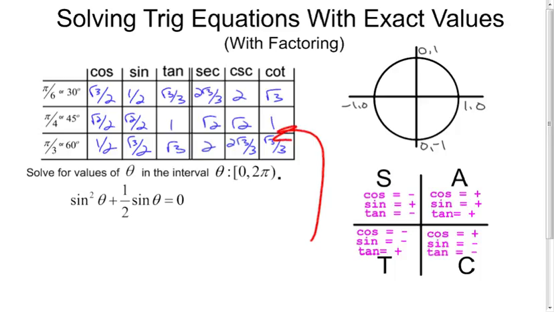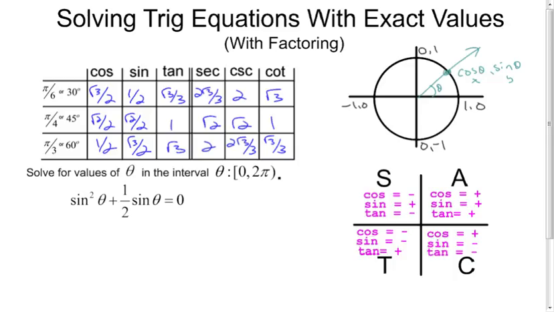You have to be fluent in the exact values chart for 30, 45, 60. You have to be fluent in the unit circle, understanding that it's the circle of radius 1, and any angle in standard position whose terminal side intersects the unit circle gives you an ordered pair where the x value is the cosine of that angle theta and the y value is the sine value of that angle theta.